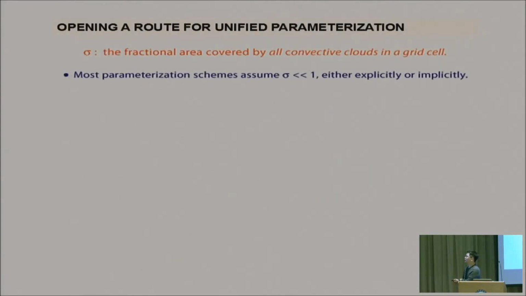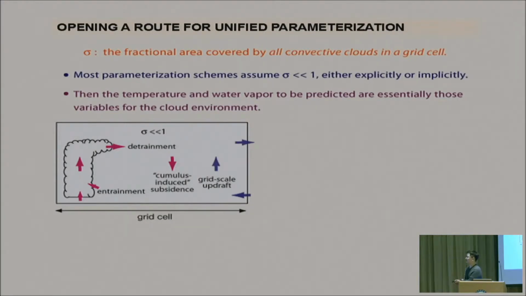So here we look back to this simple assumption actually used in most models: most parameterization schemes assume that the fractional area covered by the convective cloud is very small. This is reasonable if you think the grid size is pretty large. Here, you're looking at a grid cell of a few hundred kilometers inside the GCM. So you expect that the cloud area of deep convection occupies only a very small fraction. So the parameterization works on the environment. The output produced by the cumulus parameterization is the temperature and water vapor predicted for the cloud environment.